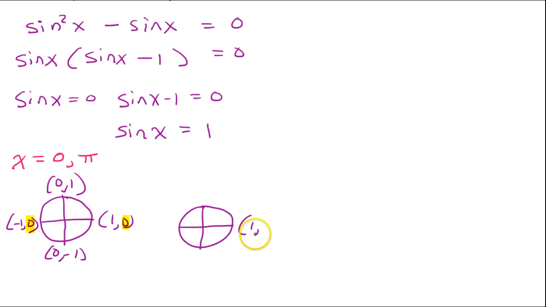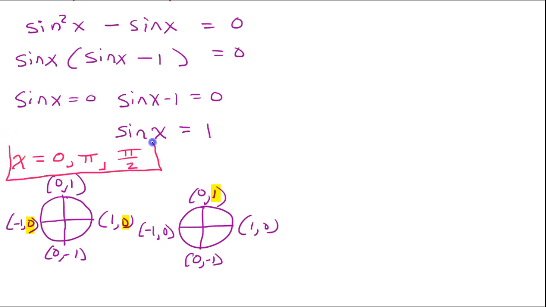Same type of deal. So again, we're looking for y values, but this time we want the y value to equal 1. So here's a y value of 1, and that's it. So that gives us a third solution at pi over 2. So I've got 0, pi, and pi over 2. So these are the three solutions to this problem.